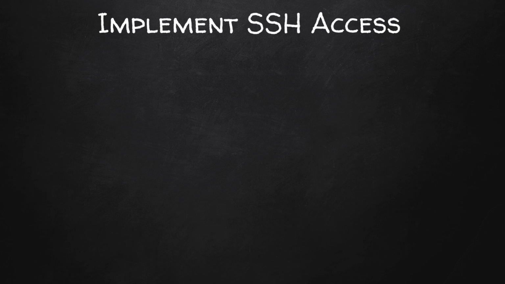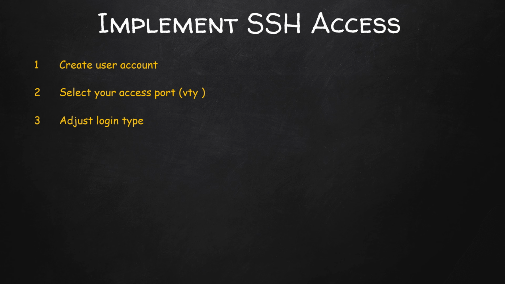Now let's see how to implement the SSH access. So same like telnet, SSH access also contains several steps, and let's see what those steps are. Step number 1, create a user account, and this user account will be used to authenticate the access. And step number 2, select your access port. Here we need to select how many ports we need to include in the SSH access. Step number 3, adjust the login type. This step specifies in which way you need to log in. You need to use a password to log in, or you need to use the local database user account to log in, etc. Now the step number 4, generate crypto keys.